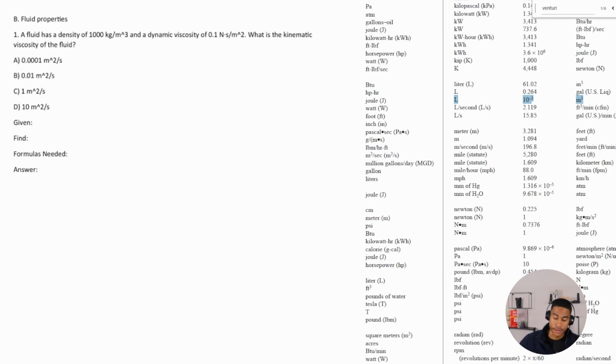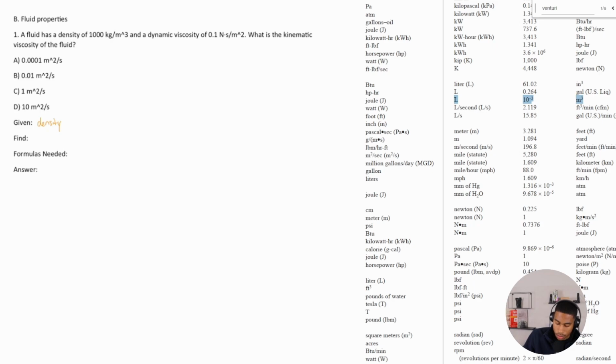So number one says a fluid has a density of 1,000 kilograms per meter cubed and a dynamic viscosity of 0.1 Newton seconds over meter squared. What is the kinematic viscosity of the fluid? Okay. So what information are we given? Given the density.